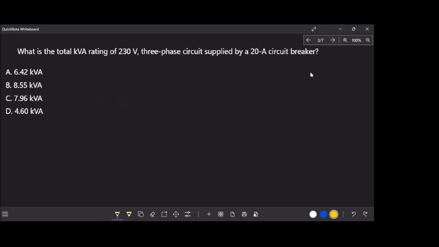Pangalawang problem natin for this episode. What is the total kVA rating of a 230 volt three-phase circuit supplied by a 20 ampere circuit breaker?